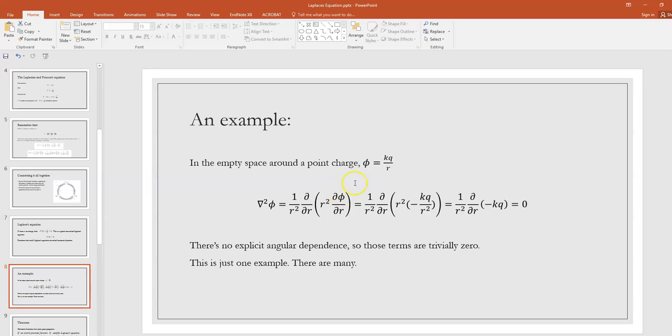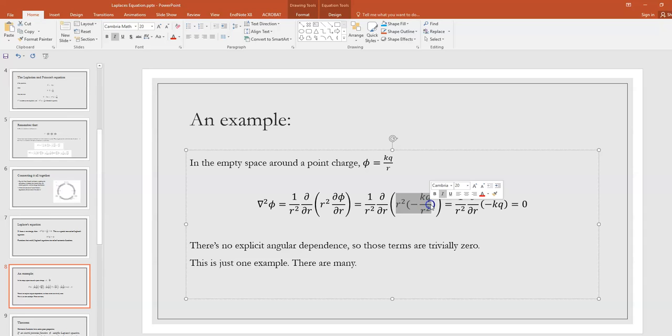If you take the partial of kq over r with respect to r, which you would have to do in this term, you end up with minus kq over r squared, right? Because the k and q are constants, you pull those out front, and then you're just taking the derivative of r to the minus 1, which gives you minus r to the minus 2, okay? So that's what this minus kq over r squared is. Now, the next bit, you multiply that partial phi with respect to r by your r squared, okay? And so if I multiply r squared times minus kq over r squared, my r squareds cancel, okay? And then I'm just left with minus kq there on the inside.